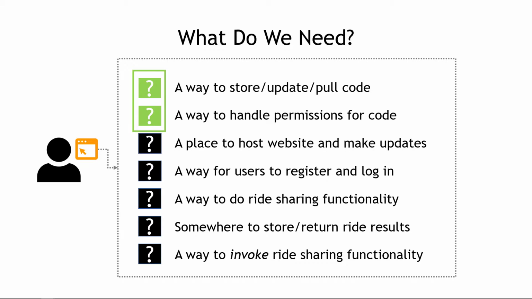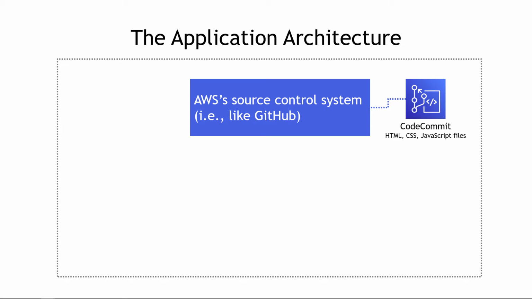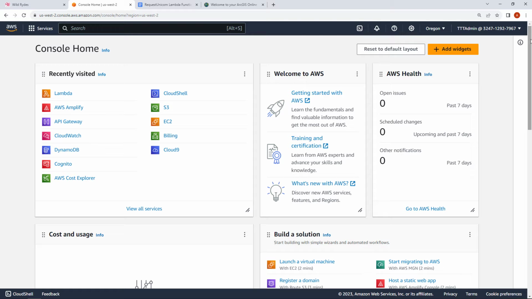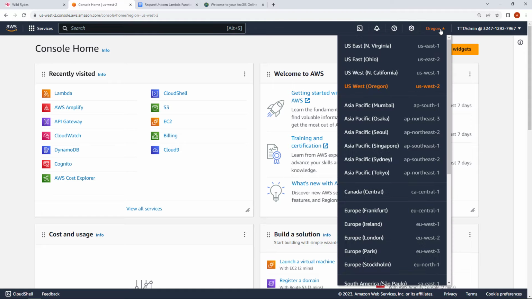We'll work down this list as we go throughout the video, starting with the top two, basically getting our code set up. The service we're going to use for that is AWS CodeCommit, which is AWS's source control system, kind of like GitHub. You could actually use GitHub as well for what we're doing, but everything I'll be showing will be using CodeCommit. And this is where we're going to store HTML files and CSS and JavaScript and so on for the site. Now, before we dive in, just make a note of the region that you're working in. Here in the AWS console, that will be up here on the top right.